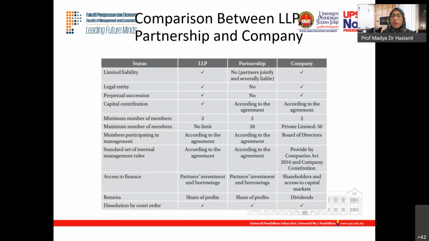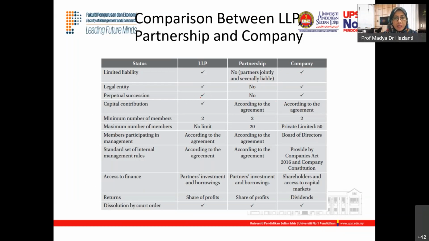Alright, just to show you the comparison between LLP, partnership and also company. Alright, LLP, limited liability. Macam tadi yang baru kita tengok. Partnership, no. Ini partnership in general, no. Partners jointly and severally liable. Company pun limited, up to the share that you invested. Legal entity, yes. Partnership, no. Sebab partnership nanti, for tax purposes, dia pergi kepada partners kan, untuk setiap orang tu.